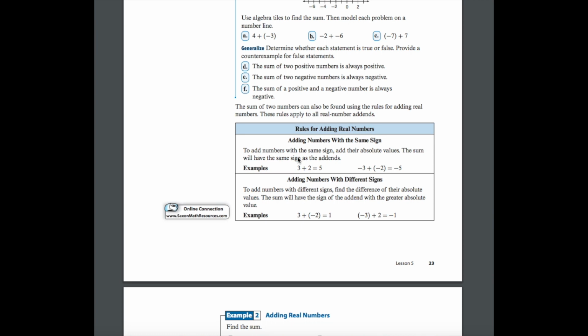Sing along with me. Same sign sum, keep the same sign. All right, hopefully that's ingrained in your brain, and hopefully it's like one of those songs that just gets stuck in your head. Same sign sum, keep the same sign.